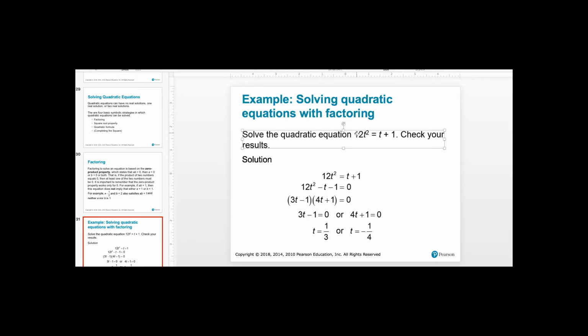So if we look at this quadratic here, 12t squared equals t plus 1. And again, it is a quadratic because we have the variable squared. We're trying to find solutions to this equation. Notice that in the steps down here, the first thing that happened is that we set the equation equal to 0. We're doing that to set us up to solve by factoring using the zero product rule, or the zero product property that was on the last slide.